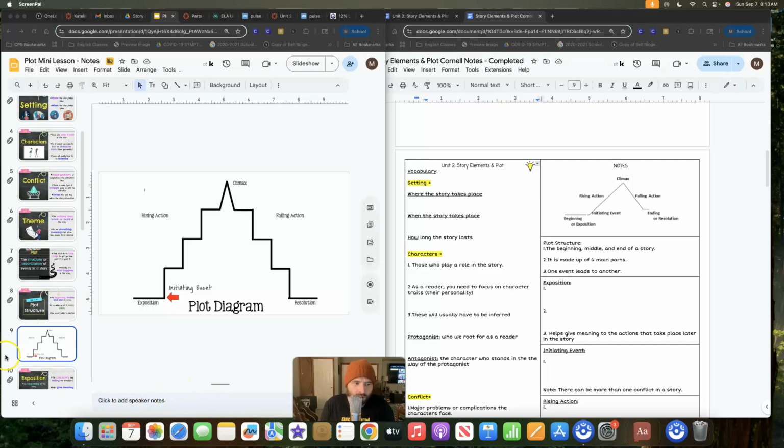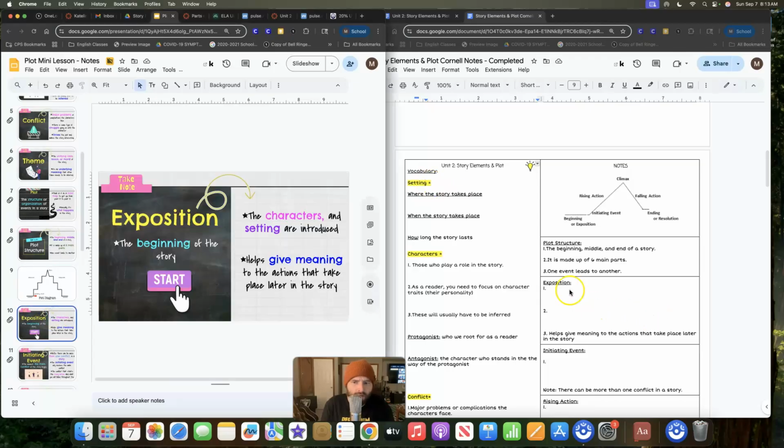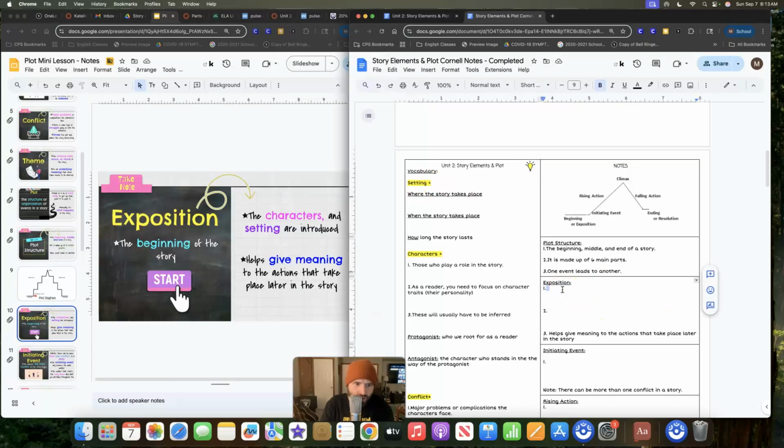Hey again, everyone. So we should be in story elements and plot video part 2, starting at the top right corner of our notes sheet. And we are looking here at the plot diagram that we looked at right before that ended. So we're going to jump right into the exposition, which I hope most of us remember. The exposition is just the beginning of the story.